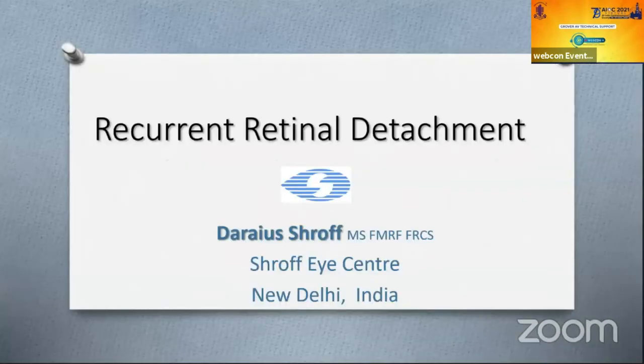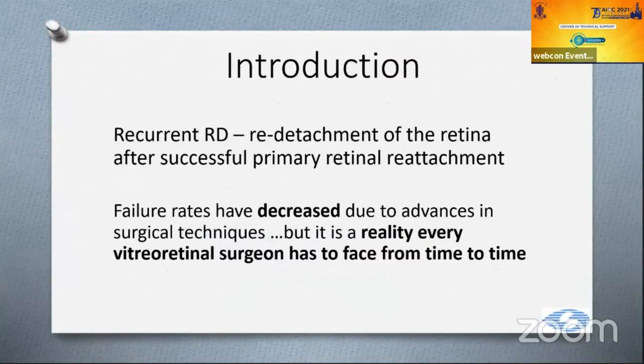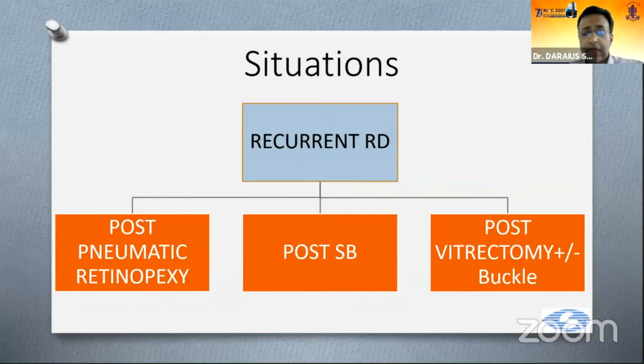So I'm just going to speak on recurrent retinal detachments and what is it exactly? It's a redetachment of the retina after a successful primary retinal reattachment surgery. And although the failure rates have decreased due to advances in surgical techniques, it is a reality that every VR surgeon has to face from time to time. This can occur post a pneumatic retinopexy, post a scleral buckle, or post a vitrectomy.